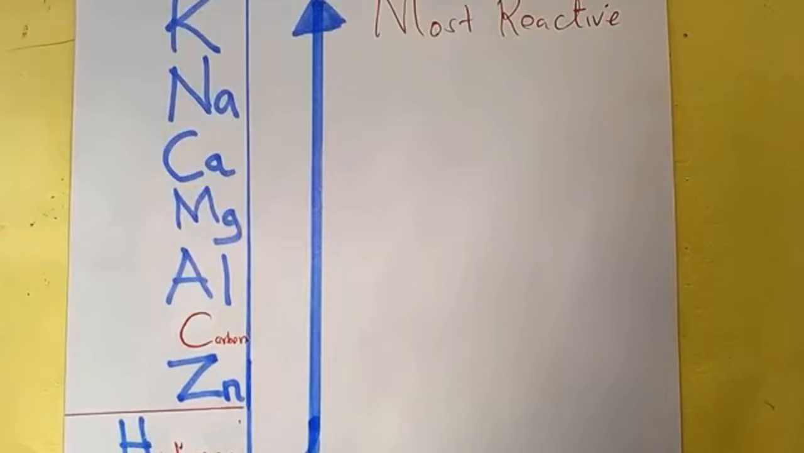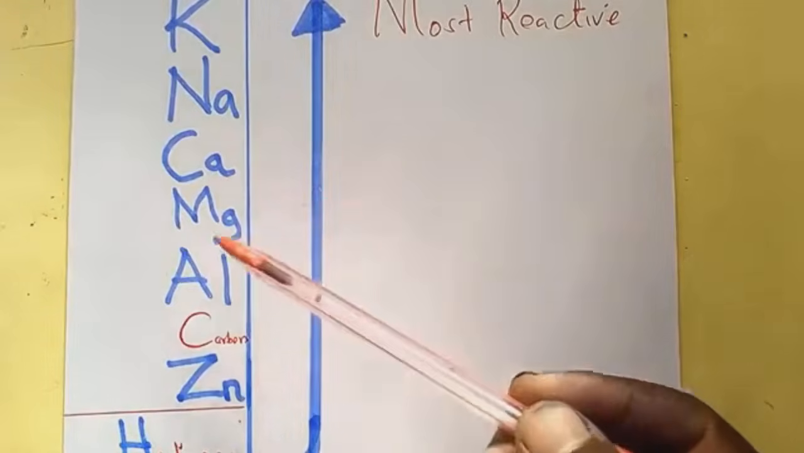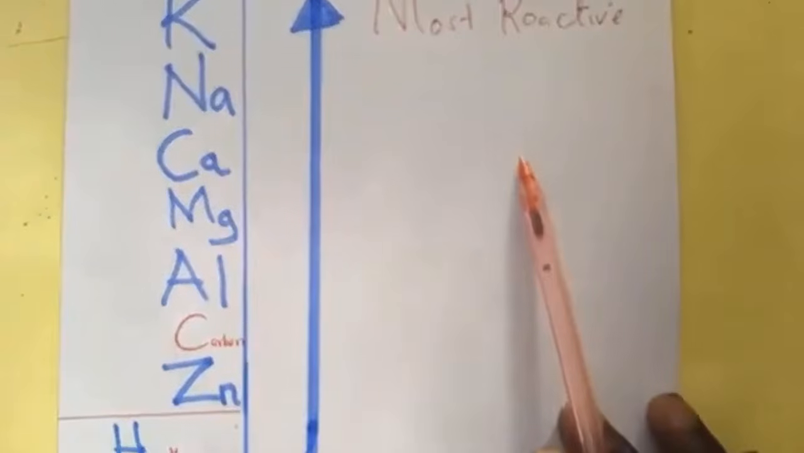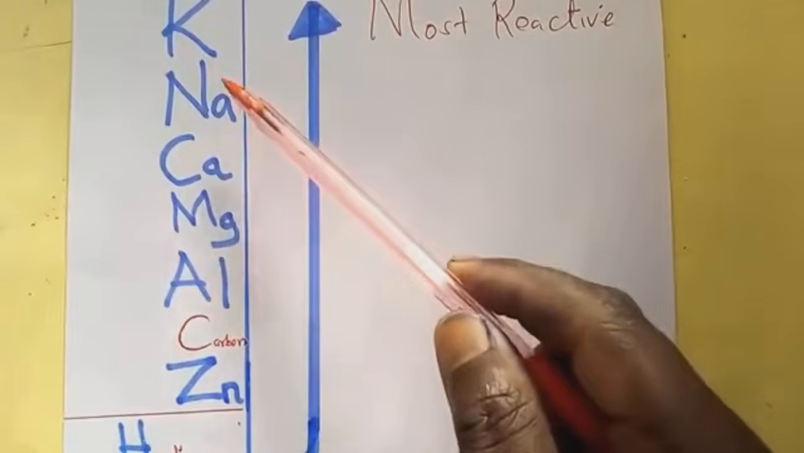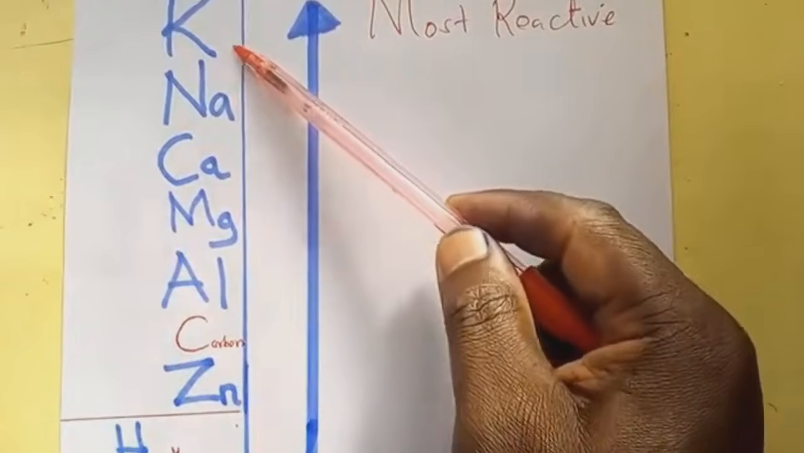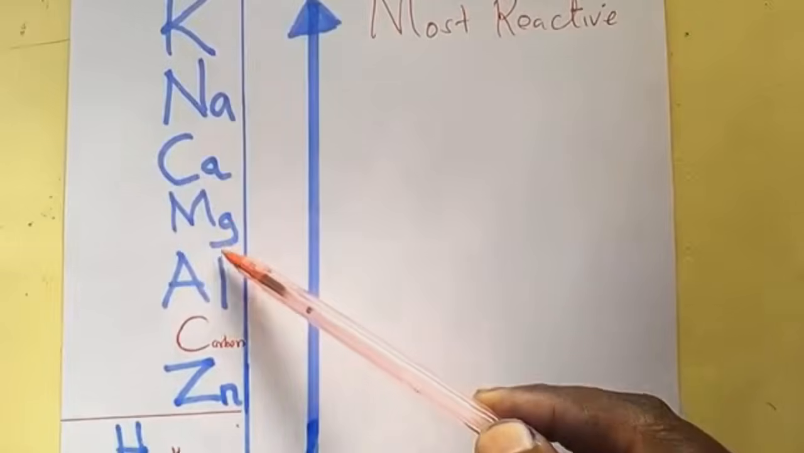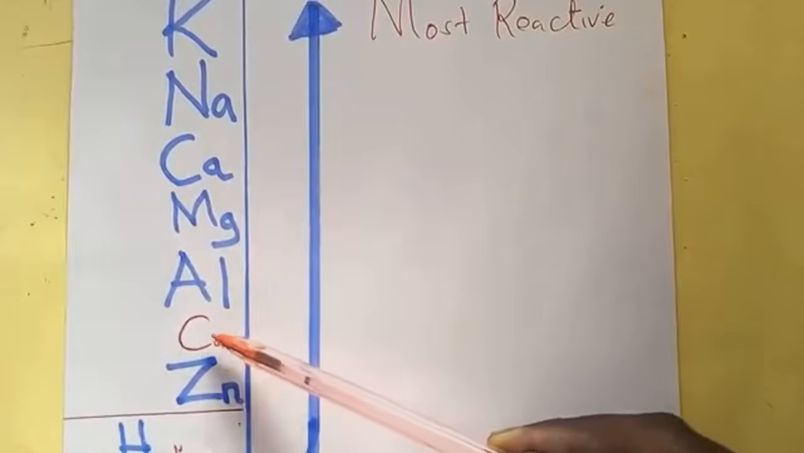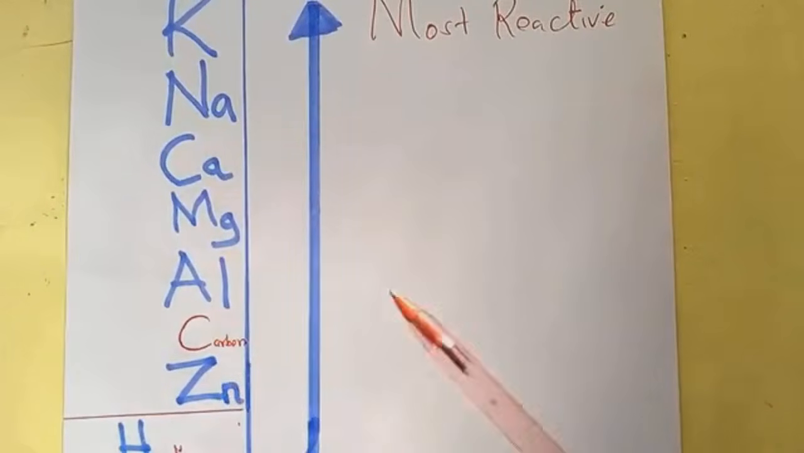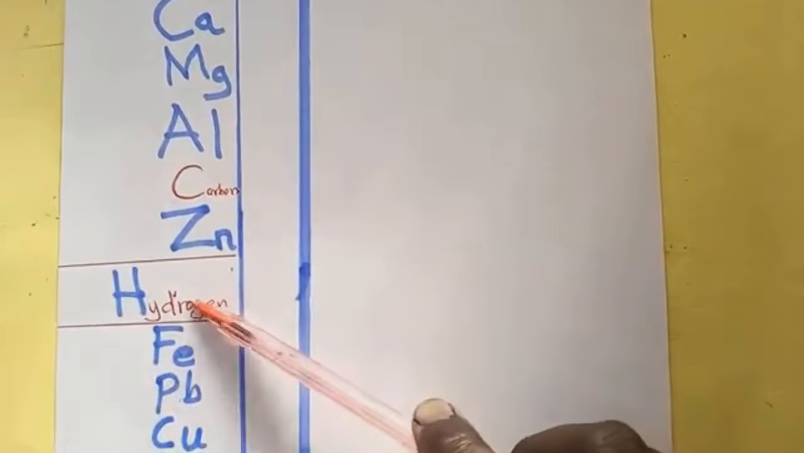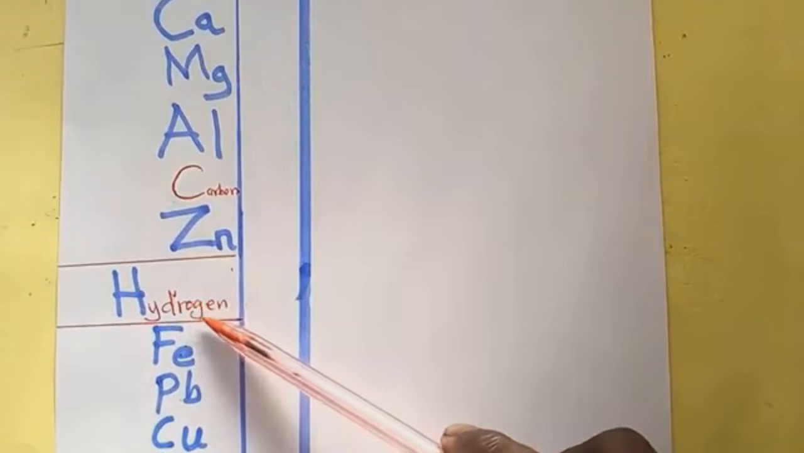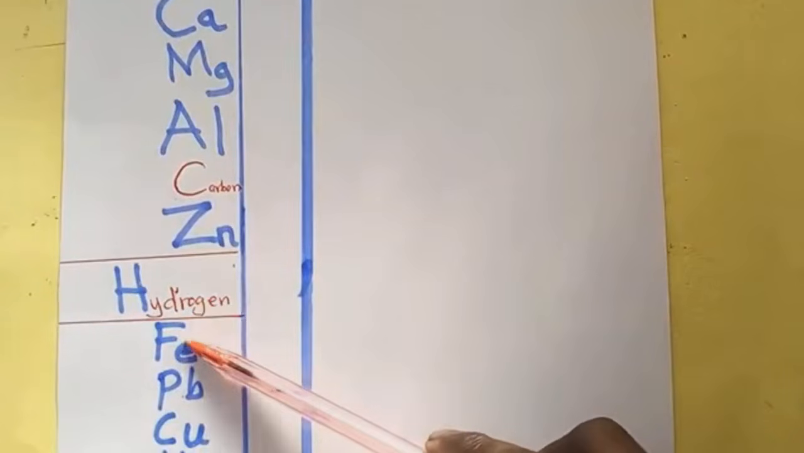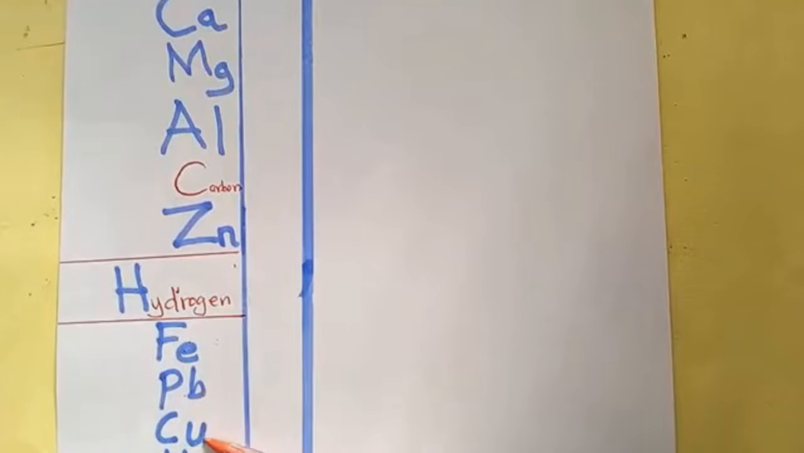So before we embark on answering the questions, I want you to understand something in the reactivity series. In the reactivity series, we have potassium as the most reactive metal, followed by sodium, calcium, magnesium, aluminium. Then we have a non-metal, carbon. So carbon is more reactive than zinc. And then my concern is hydrogen. Hydrogen is more reactive than iron, than lead, than copper, and mercury, silver, and gold.